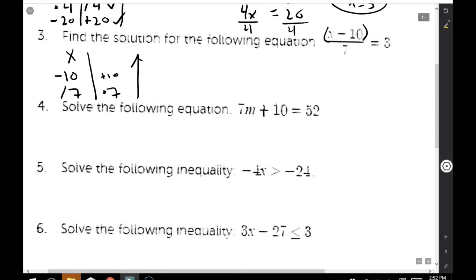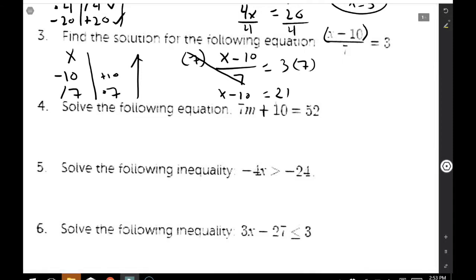So going to my problem here, I'll rewrite it right here. First thing, multiply both sides by 7. That simplifies down to just one group of x minus 10 is equal to 21. Next, it says add 10. I'm running out of room here, so I'll go over here. This is what I have right now: x minus 10 is equal to 21.